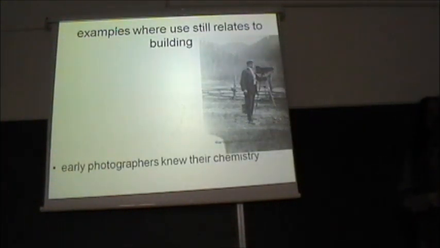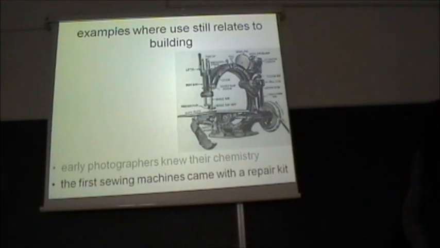It's not that long ago, it's not that far off. The first photographers were not only using photography, but they were actually building. They were chemists, and they experimented with chemistry to change the results of their photography. And the same is true for the sewing machine. The first sewing machines came with a repair kit, so the person who was using the machine could also change the machine, fine-tune the machine, making it work in a different way.